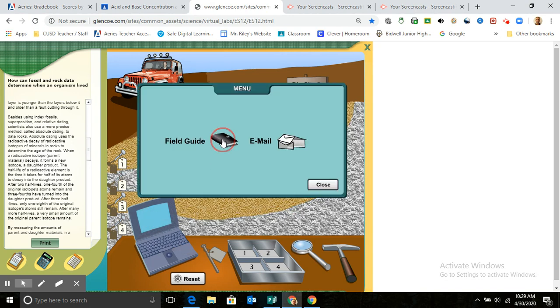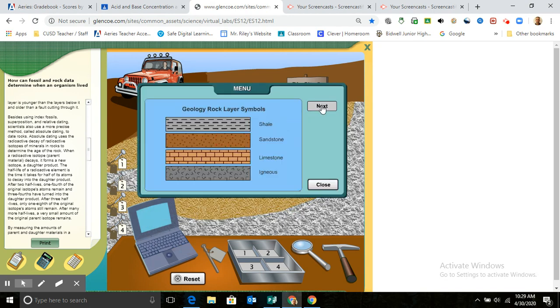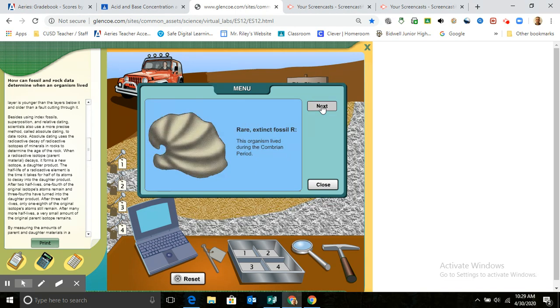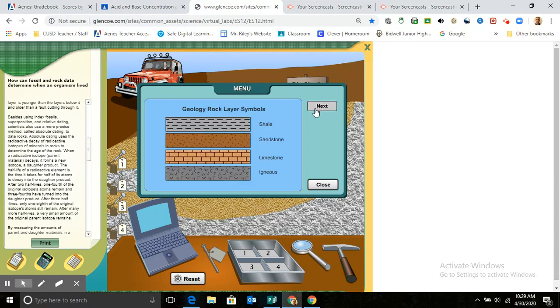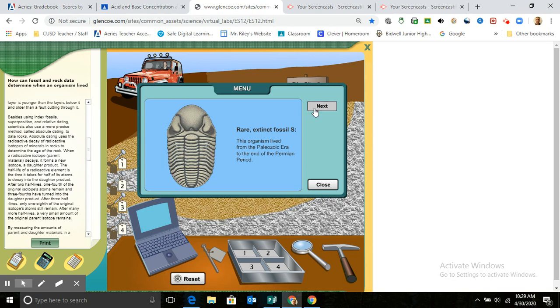So I found my fossils. Okay, I can go to my field guide and find out what fossils they were. It was a snail shape and then what's called a trilobite. So this one, okay, it's fossil V, and you would put that on your table, and it lived during the Triassic time. And then I skipped the one from the last one. Okay, so this one, it's fossil S. It's not a real name, it's just fossil S, and it's found during the Paleozoic era.